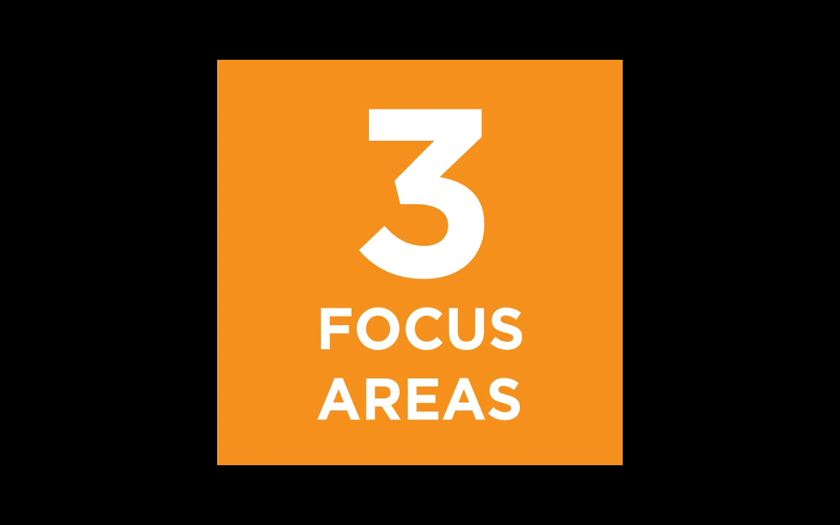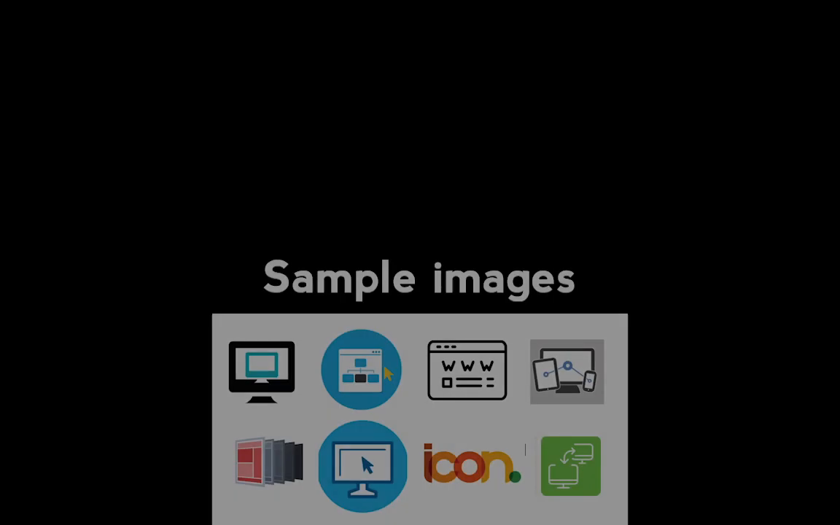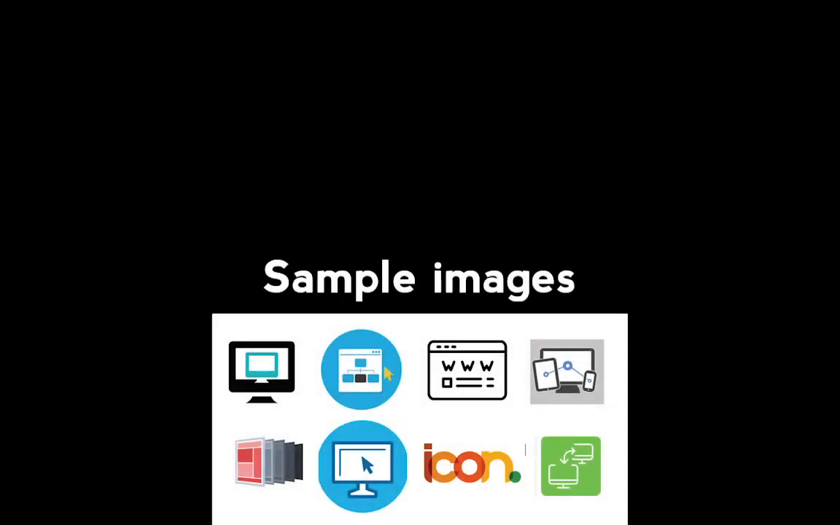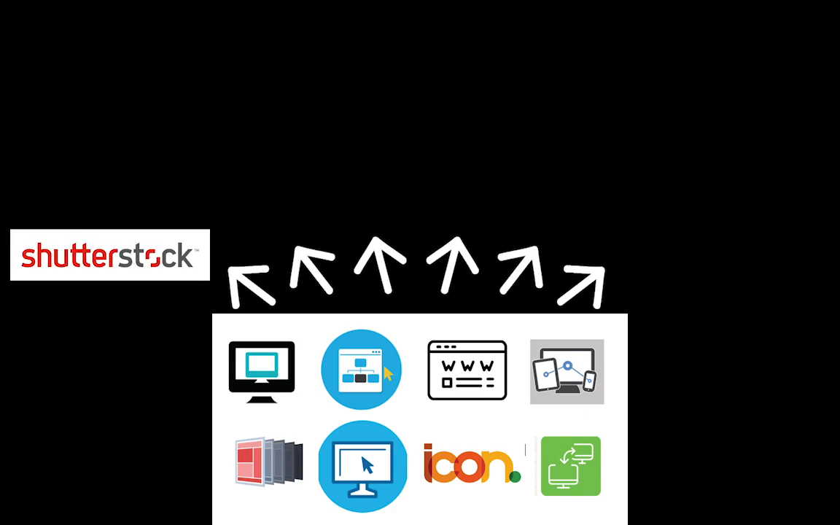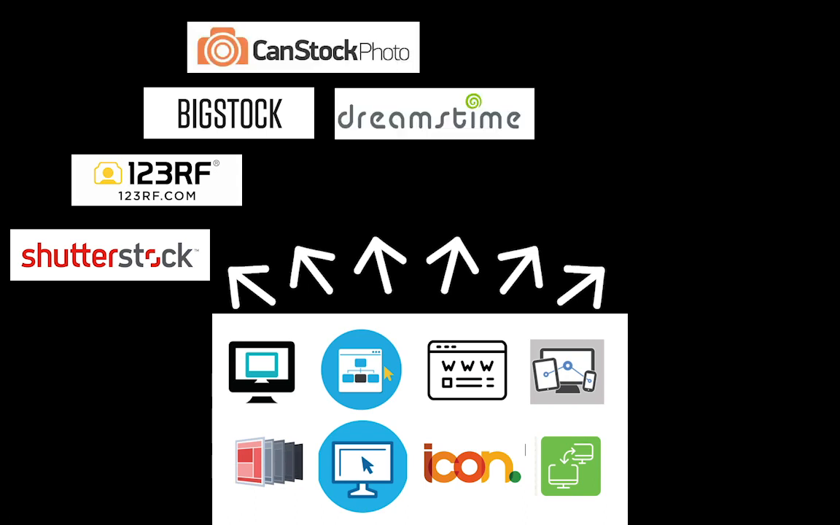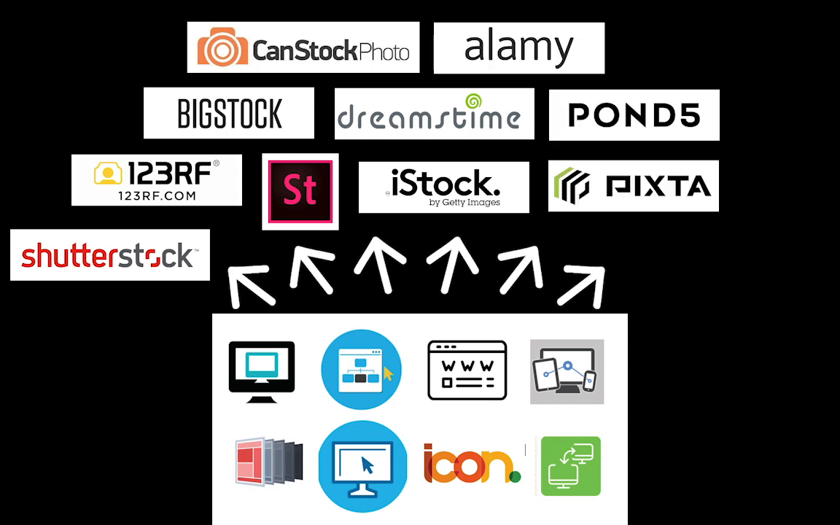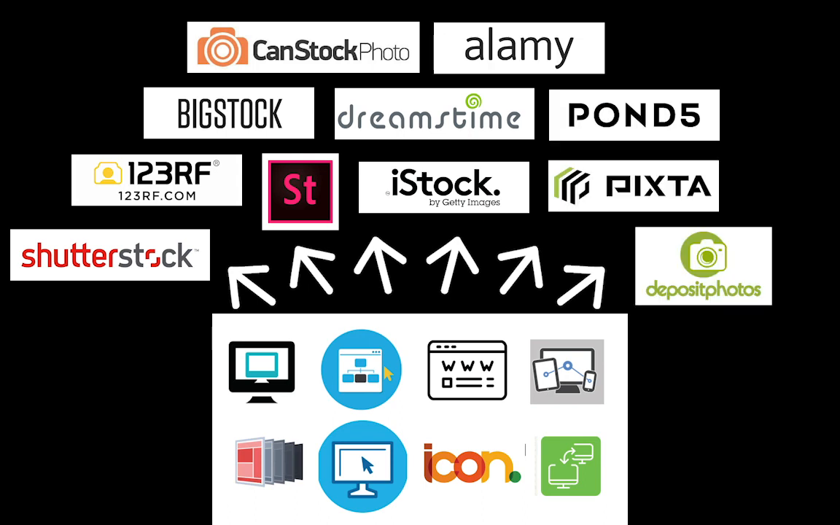For passive income, I've got three main focuses. Number one is stock images. I submit all the same images to 11 different stock image companies. And here's the list of companies that I submit to: Shutterstock, 123RF, Big Stock, CanStock, DreamsTime, Adobe Stock, iStock Photo, Alamy, Pond5, Pixta, and Deposit Photos.